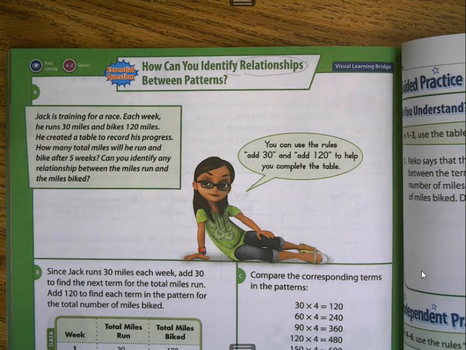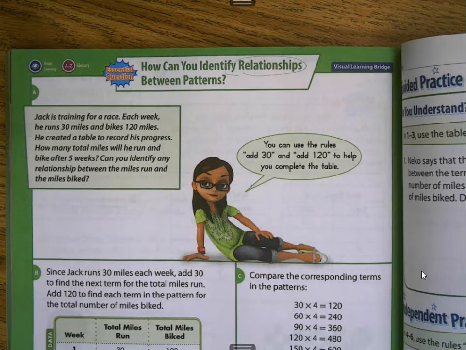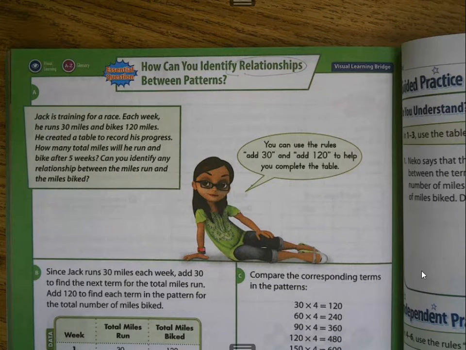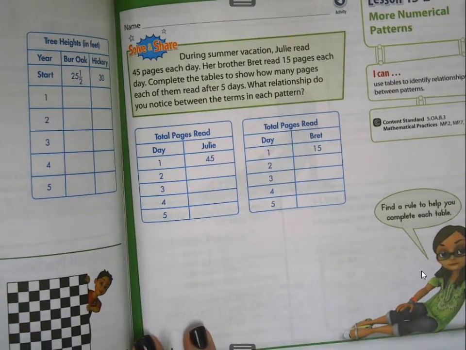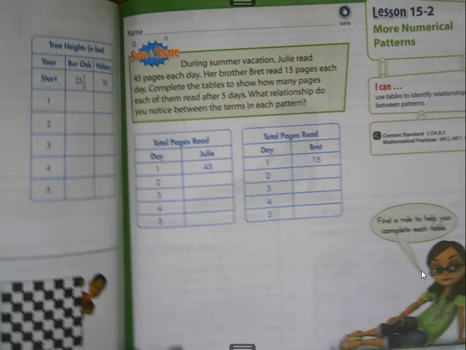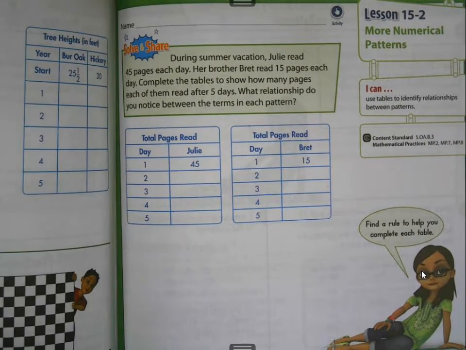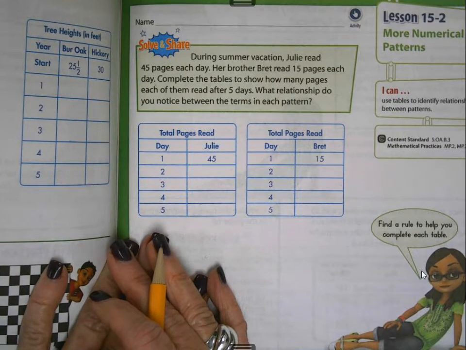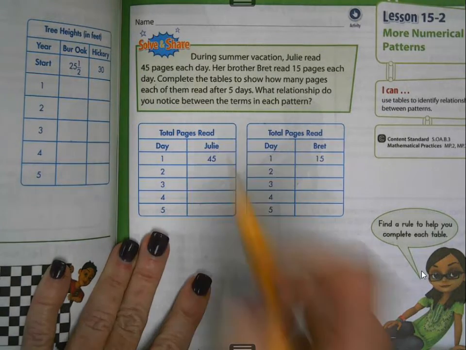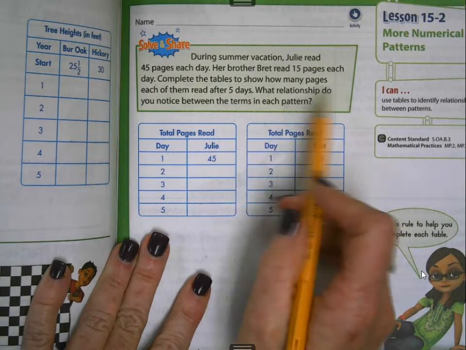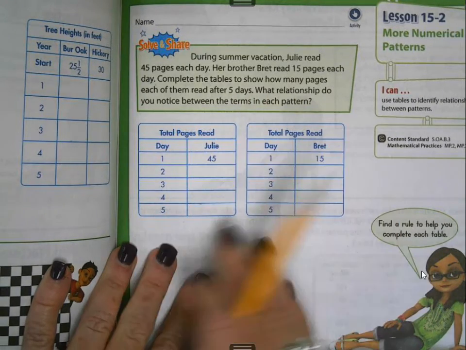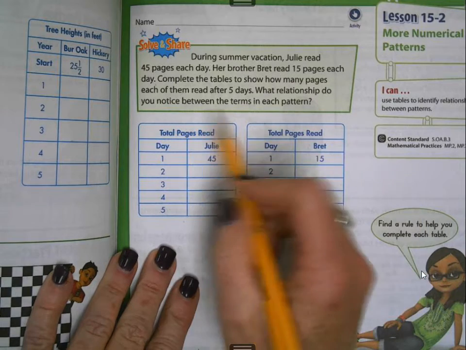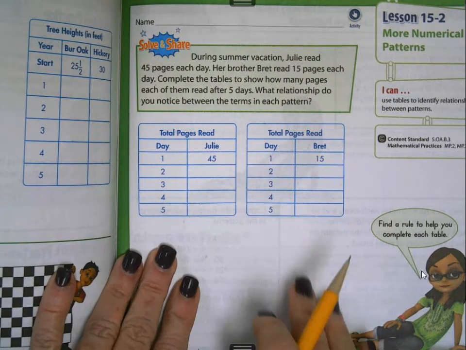Okay, so we're just going to jump right in. At the end of the day, you need to be able to answer, how can you identify relationships between patterns? All right, let's start with the Solve and Share on page 597. During summer vacation, Julie reads 45 pages each day. Her brother Brett read 15 pages each day. Complete the tables to show how many pages each of them read after 5 days. What relationship do you notice between the terms in the pattern?